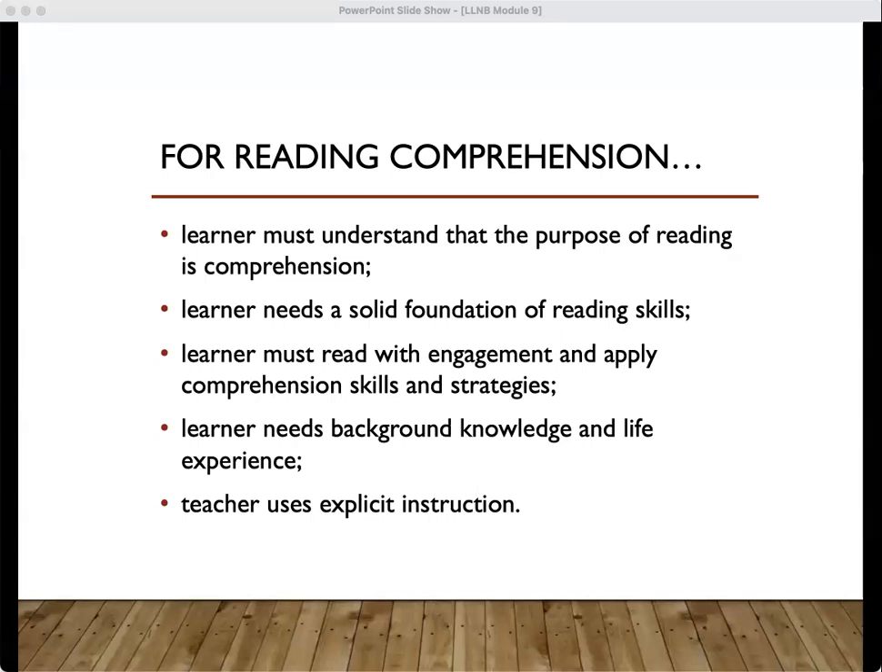Reading comprehension requires a solid foundation of reading skills, alphabetics and word analysis, fluency, and vocabulary. Strong readers need a large foundational vocabulary to understand what they're reading. They need to recognize a large number of words by sight so they can read fluently. And they need strong decoding skills when they encounter words they haven't seen before. This is why we are always working with learners to improve and strengthen these particular skills.